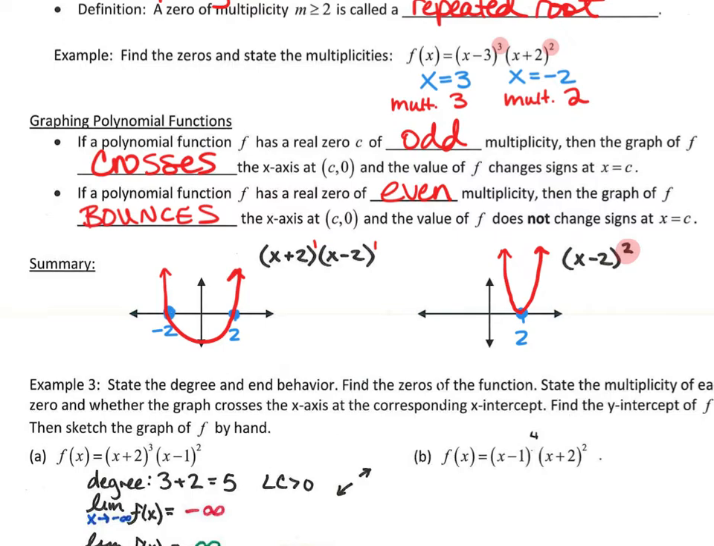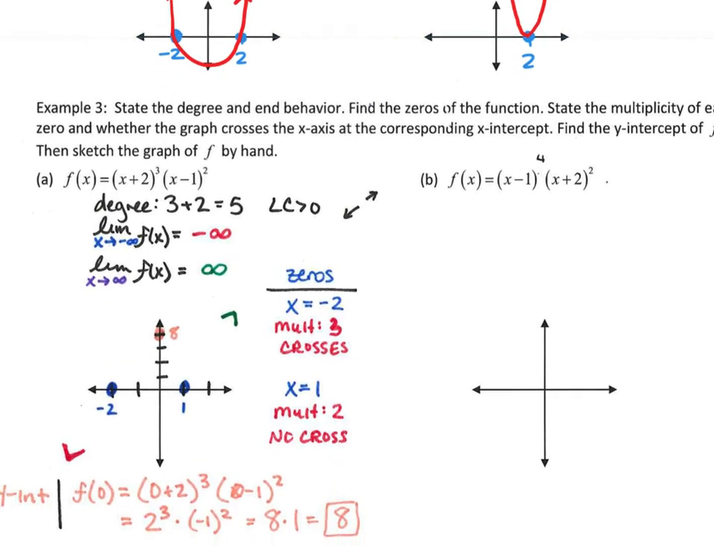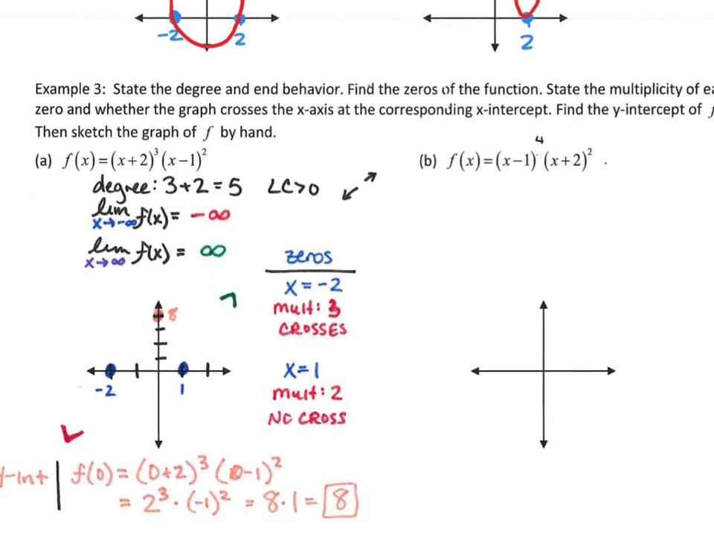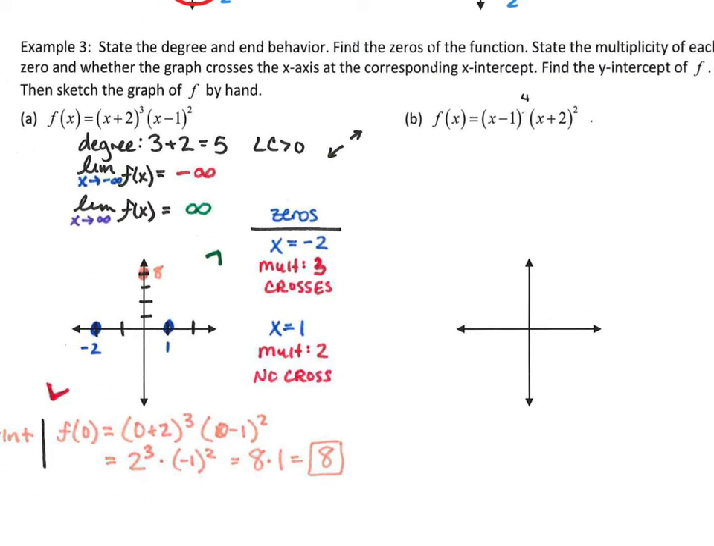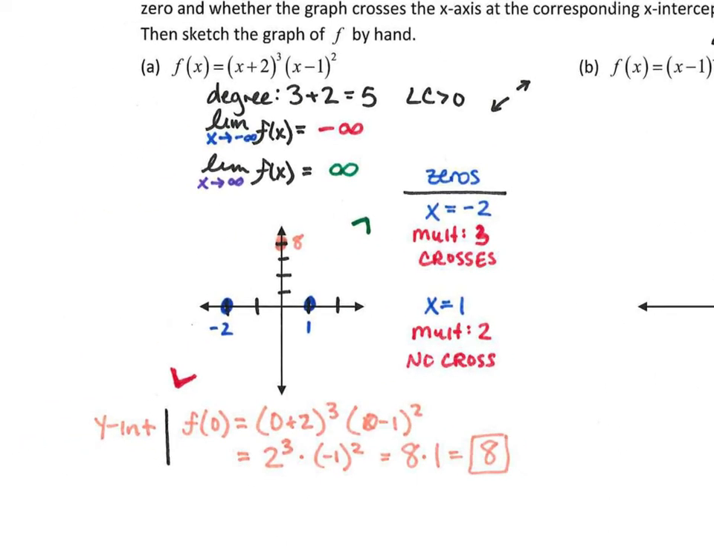Now what I've done here, because it's a time saver, is I've gone ahead and shown you a full example of how you would use all of the information we've done today to graph a function. So we start by stating the degree and the end behavior, finding the zeros, talking about their multiplicities, and then whether the graph crosses or bounces, then finding the y-intercept so we can graph this function. Here is the whole example from start to finish. We are graphing this function without a graphing calculator.